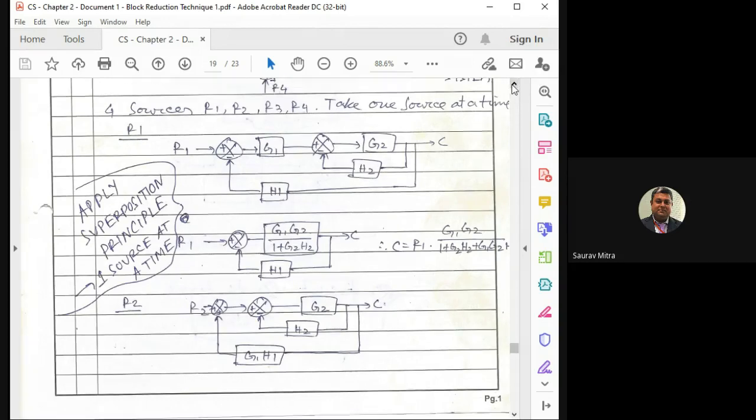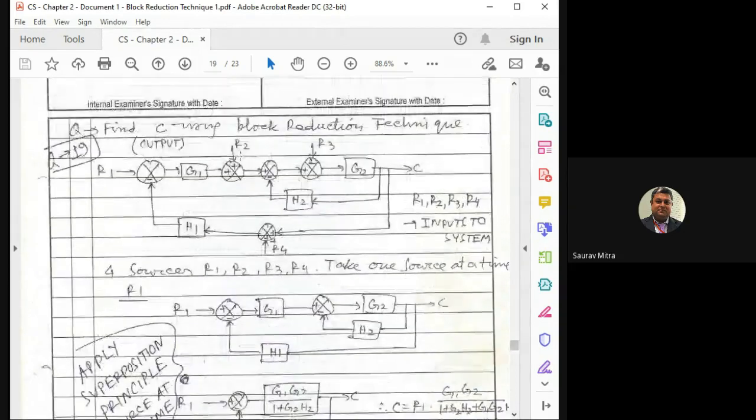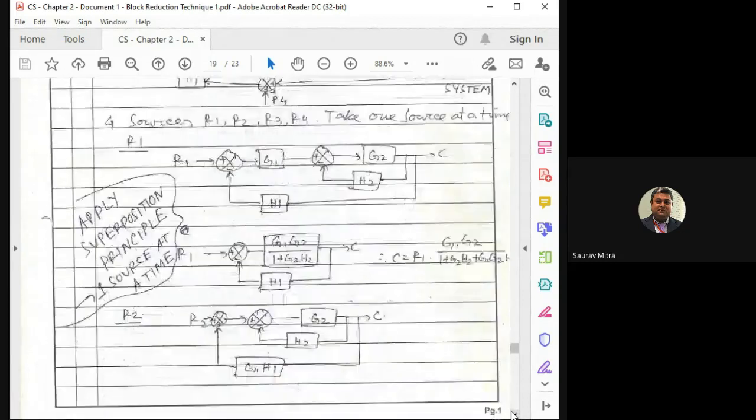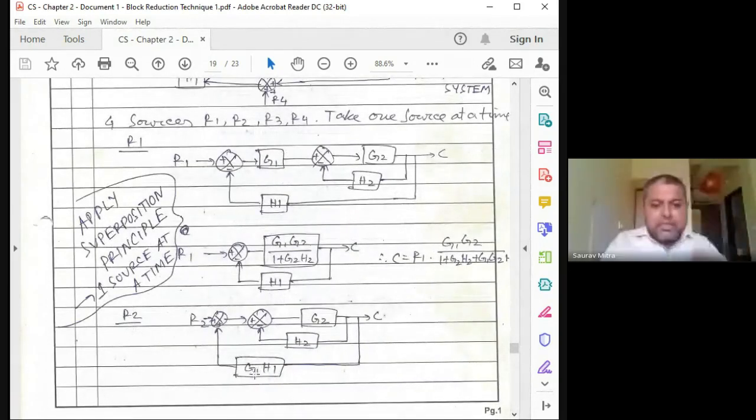Okay, now let us see when R2 is functioning. R2 is functioning means first R1 we have to remove, and this H1 and G1. So this will become minus G1 H1. So just check what it is. This R2 is there, and this should actually be minus G1 H1 because there is a negative symbol, and this is being shown as a plus.